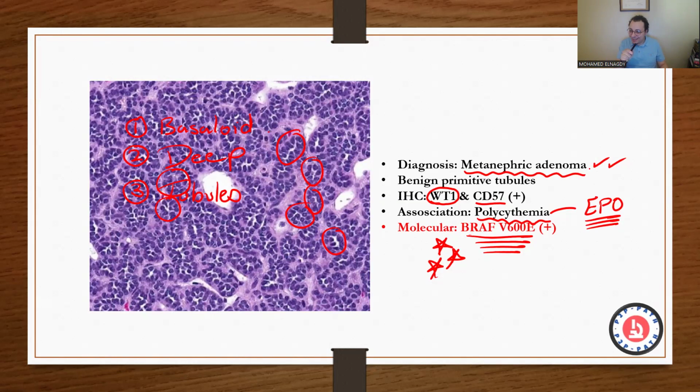What about the follicular carcinoma? It's KRAS. What about medullary? RET. So RET, KRAS, BRAF. These are the classics, you know. We need to memorize all these.